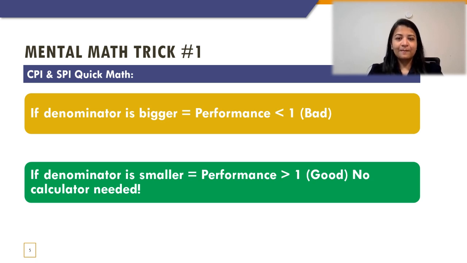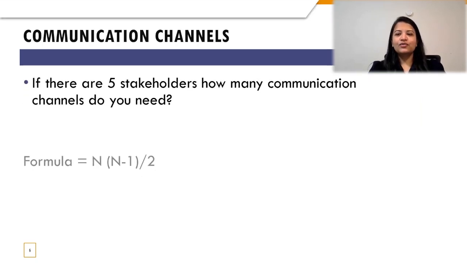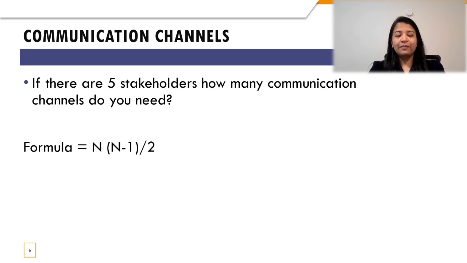Okay, so now let's have a look at the communication channels and how we shall apply the formula that we discussed at the very beginning. If you are supposed to find out how many communication channels are needed, and there are n number of people or n number of stakeholders in your project, you should use the formula n times n minus 1 divided by 2. Here the value given to us is 5 stakeholders. So the value of n is equal to 5.